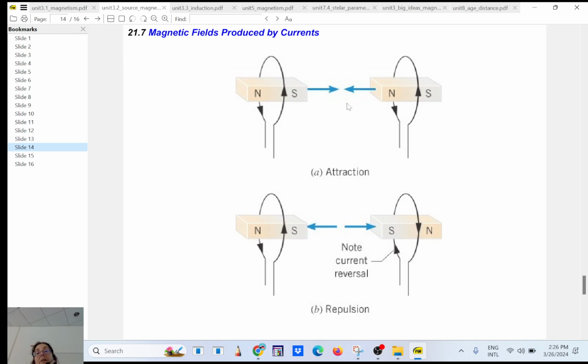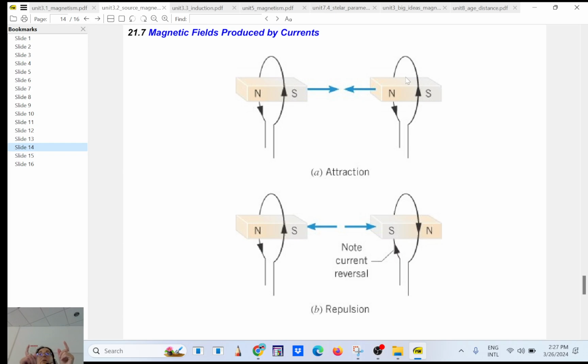Consequently, if you have two loops, you do like this with your finger, that will be the north, that will be the south, and here you have another loop. So that will be the north and that will be the south. You see, they're going to attract each other.